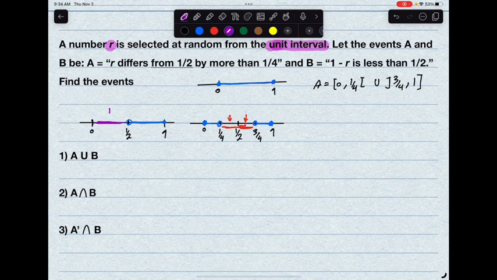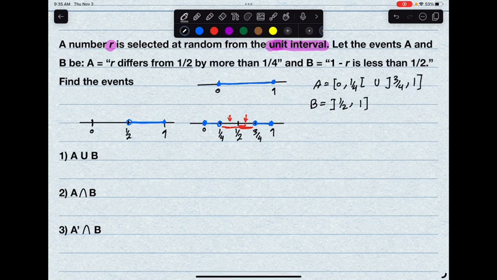For example, if we choose 1 over 4, which is less than 1 over 2, then 1 minus 1 over 4 is 3 over 4, which is bigger than 1 over 2, so 1 over 4 is not an answer here, okay? So that's B. If I write B in interval form, B is from 1 over 2, not included, to 1, included.